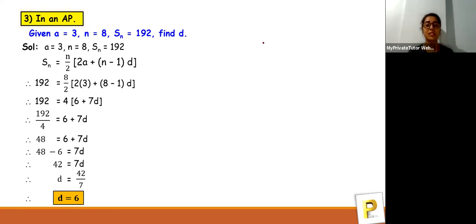Okay, so in the previous one they gave us the series and you just had to find the sum. In this one they gave us the value of the sum already and we had to find the difference. They can also give you the difference, the value of n and Sn, and ask you to find the first term. They will miss out any one thing and tell you to find that value.